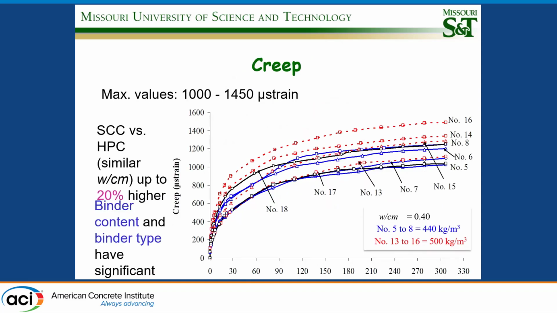Right. So this is the creep you see over here for the 0.4 water binder ratio. Also, the values range between 1,000 to 1,450, and they were 20% higher than those of high-performance concretes.